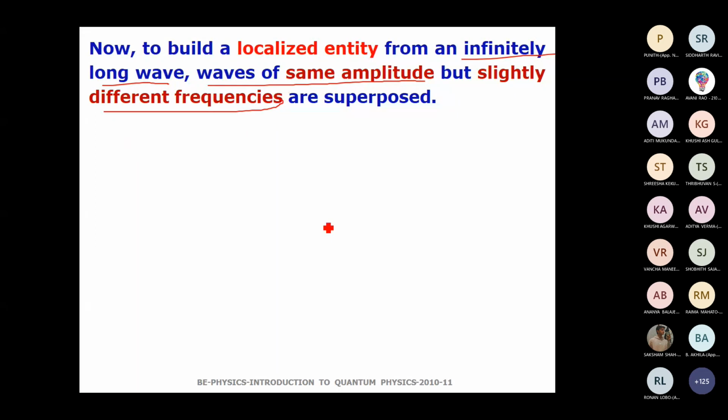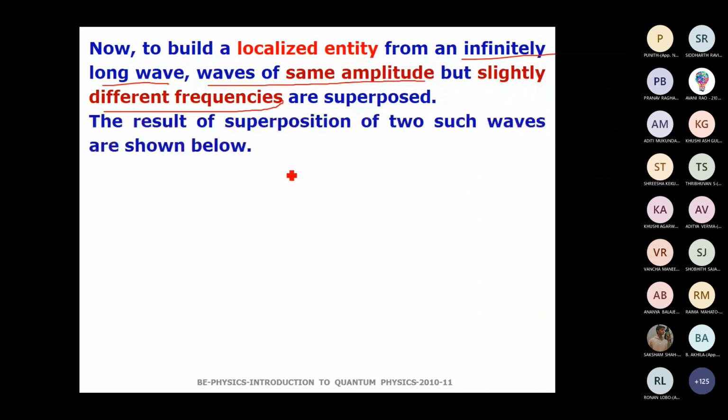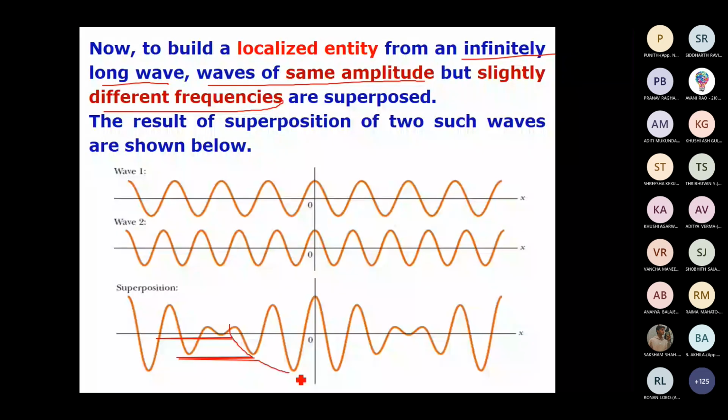So the resultant of superposition of two such waves, you can see here, we are taking two waves of the same amplitude, but of slightly different frequencies, superimposed. You get something of this nature. You can just observe this. This is the localized nature, which we call a wave packet.